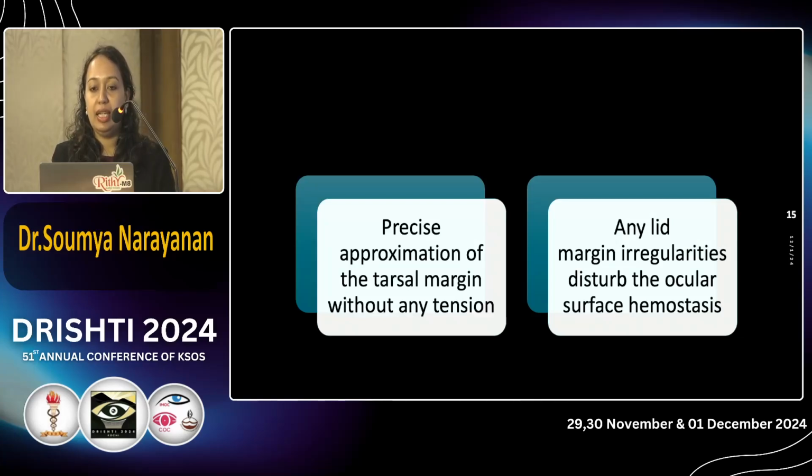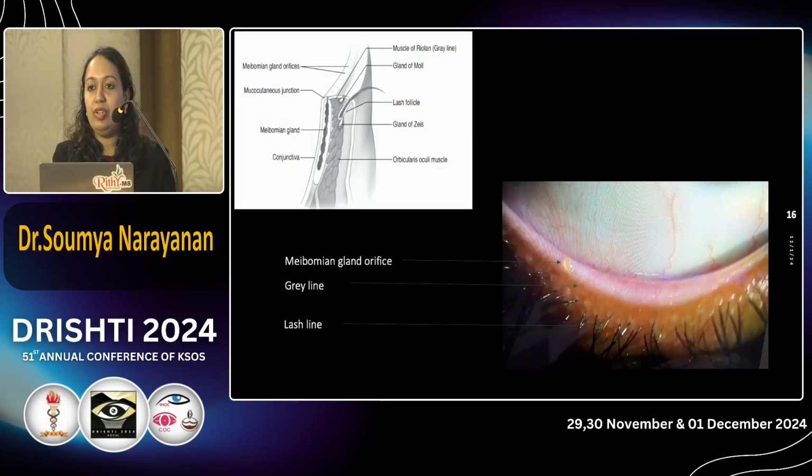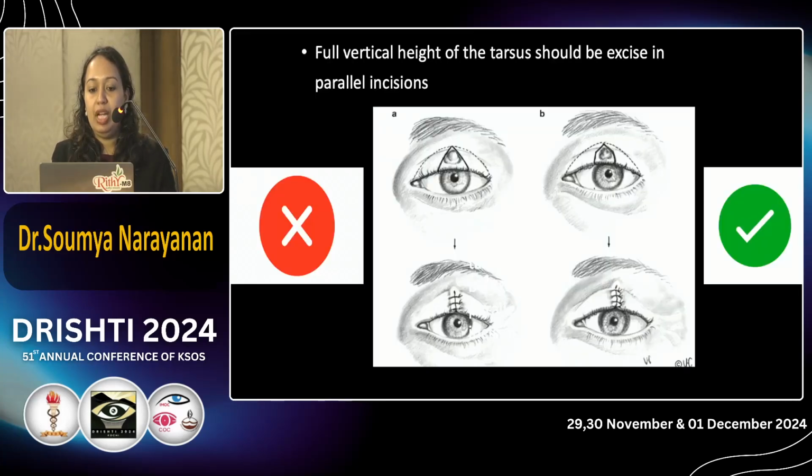margin and the tarsus as such, because that gives integrity to the lid, and any lid margin irregularity will disturb the ocular surface homeostasis. For that we need to know about these three landmarks: the meibomian gland orifice posteriorly, the gray line in the middle and the lash line anteriorly. When we have a defect, the full vertical height of the tarsus should be excised in parallel incisions and should be sutured.